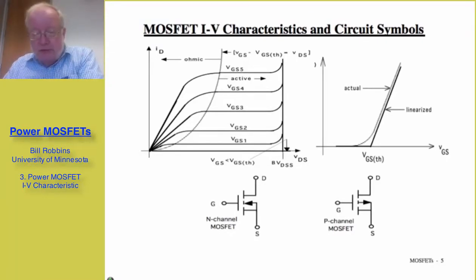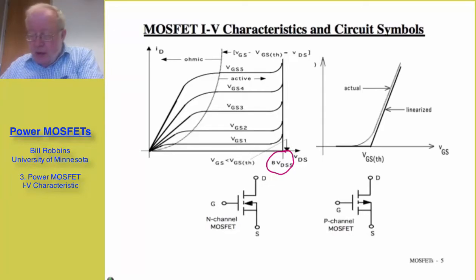If we have too large of a drain to source voltage, then we could go into avalanche breakdown, and that's shown here by the vertical rise of current at the BVDSS rating. BVDSS stands for breakdown voltage between drain and source when the gate is shorted to the source.